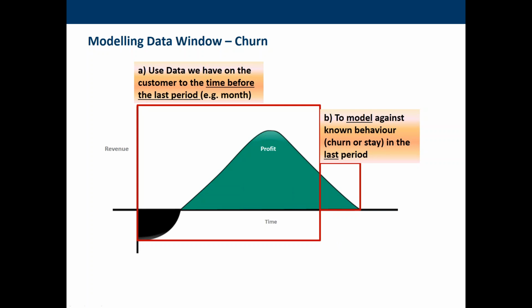Now, in order to build the model to do that, we move the lines back so that we can observe a period in time where we know what happened next. So did they churn or didn't they churn in this particular case? That's the only piece of information we look at in that particular time window. In the earlier window, we use all the information we might have about them. So what channels do they use to make purchases? How many purchases have they made? What do we know about them as people? And so on and so forth.